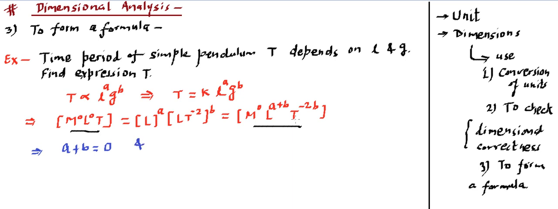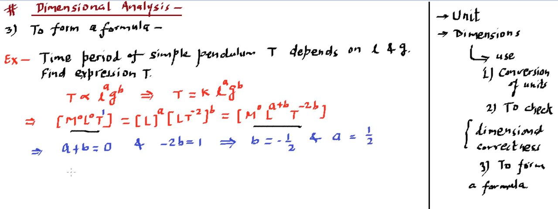Another, by comparing the time dimensions: on the left, T raised to power 1, and on the right hand side T raised to power minus 2B, so we claim minus 2B is equal to 1. Now if you solve these two relations between A and B, A is equal to minus B, and from here B comes out as minus 1 by 2. So minus 1 by 2 is the value of B, and if we place it in the first, we get plus 1 by 2 as the value of A.